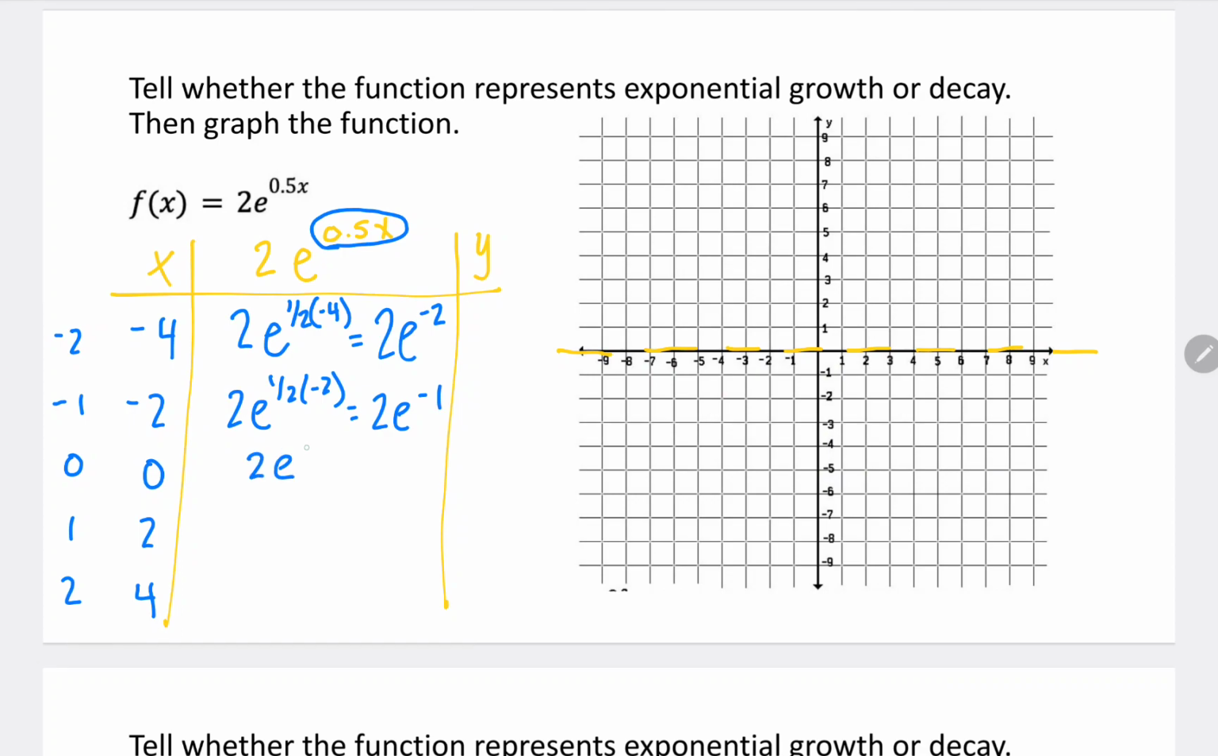So let's see, this one would be 2e to the 0 power, this would be 2e to the 1st power, and this would be 2e squared. So try finding those values.